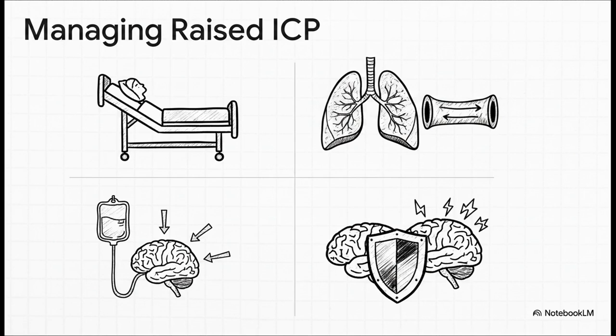You can start with simple things, like just elevating the head of the bed. Then you can use controlled hyperventilation, which causes vasoconstriction and reduces the amount of blood in the brain. And of course, osmotic agents like mannitol work by literally pulling fluid out of the brain tissue. These 4 principles are really the cornerstone of management.